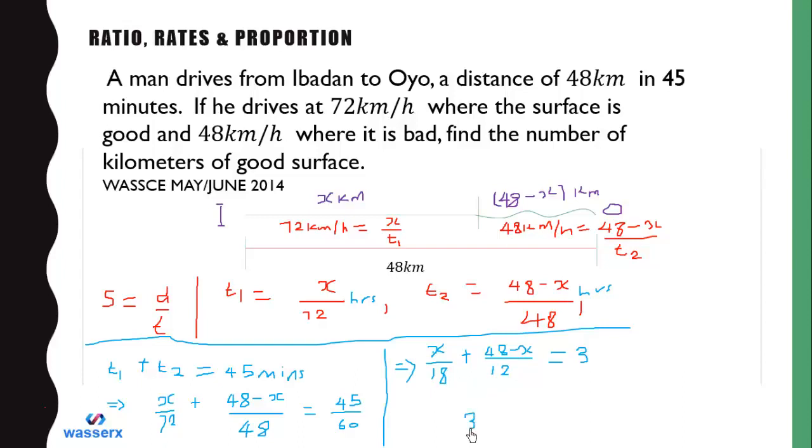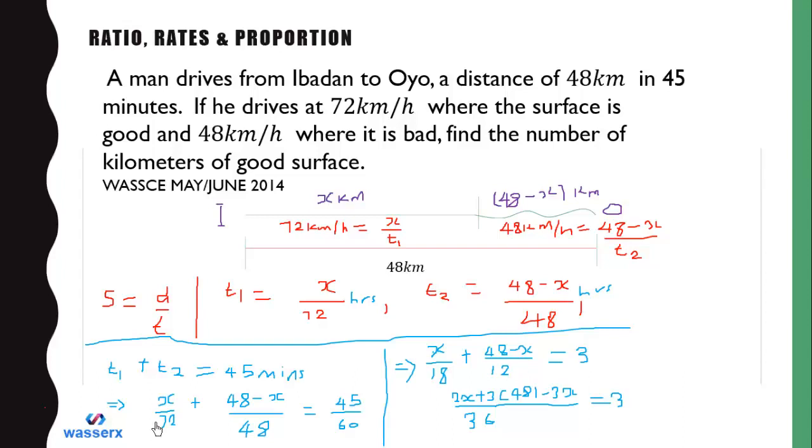So we simplify further. Now the LCM over here is 144, so this will give us 2x, plus 3 times (48 minus x), is equal to 108. So now we need some simplification further to look for x.